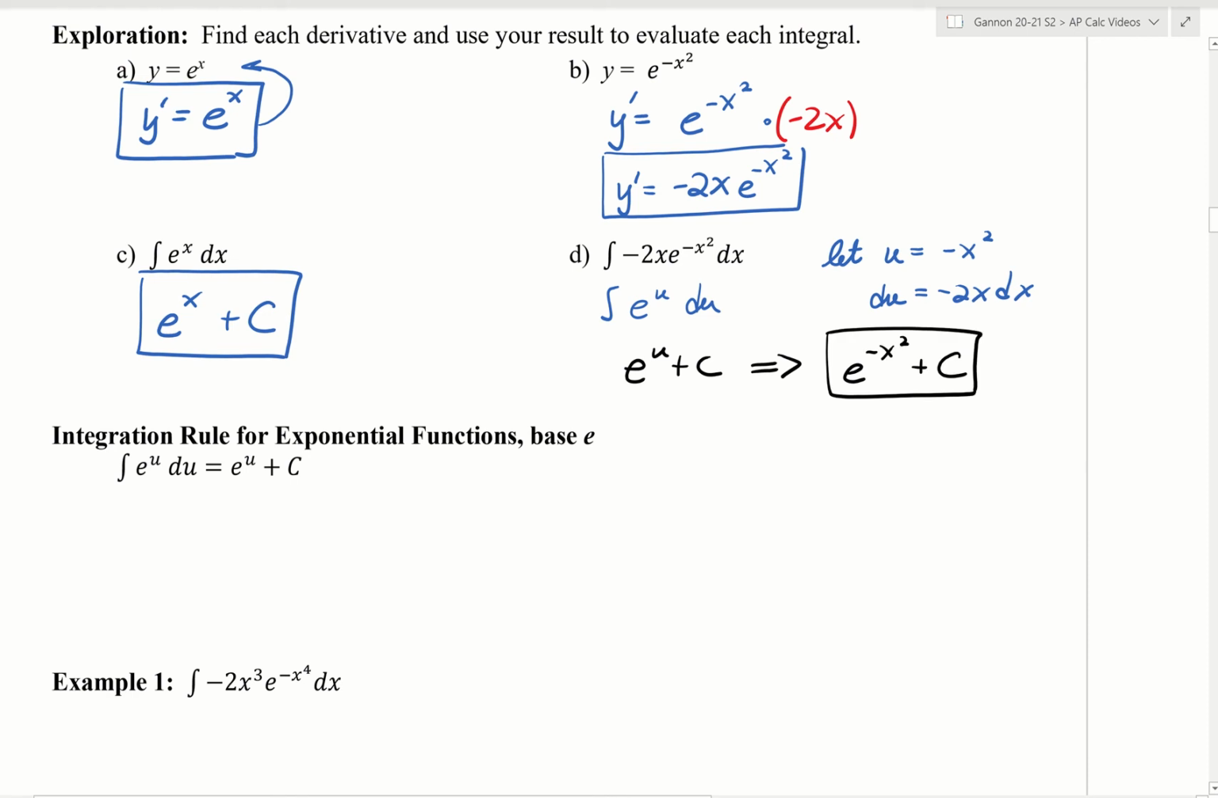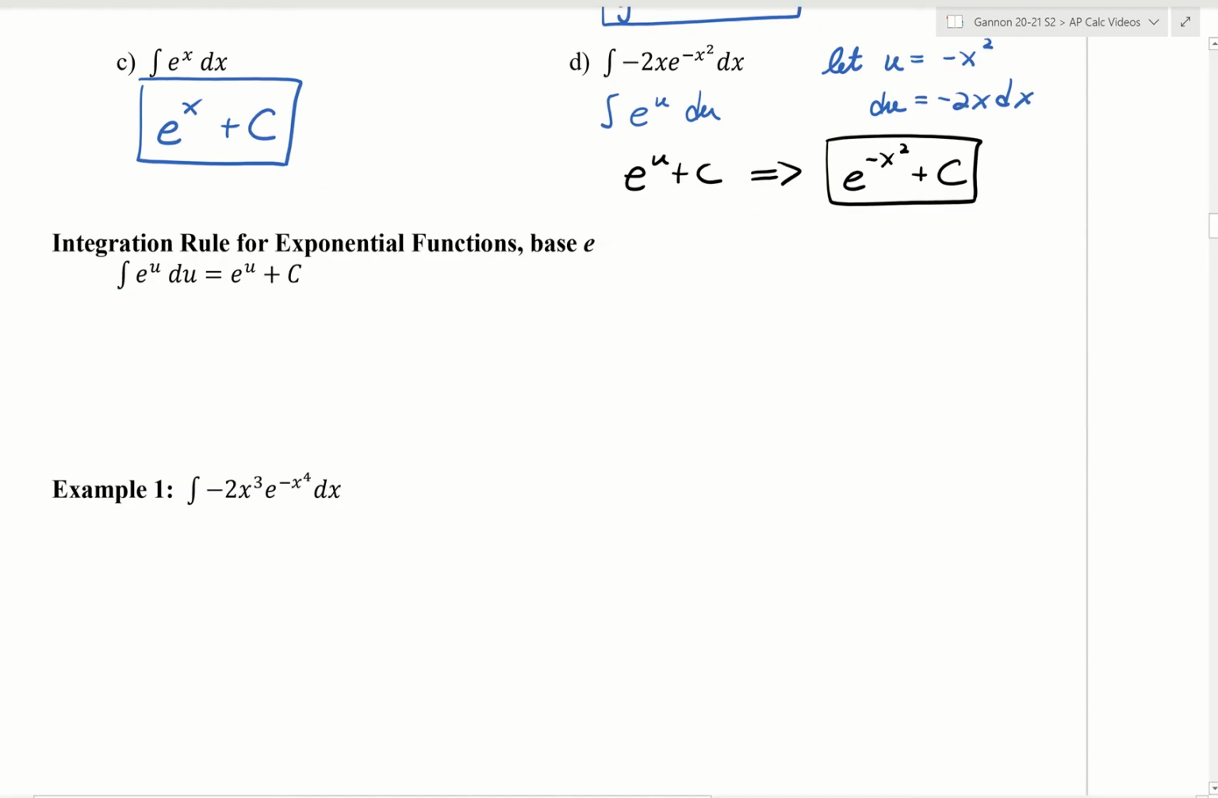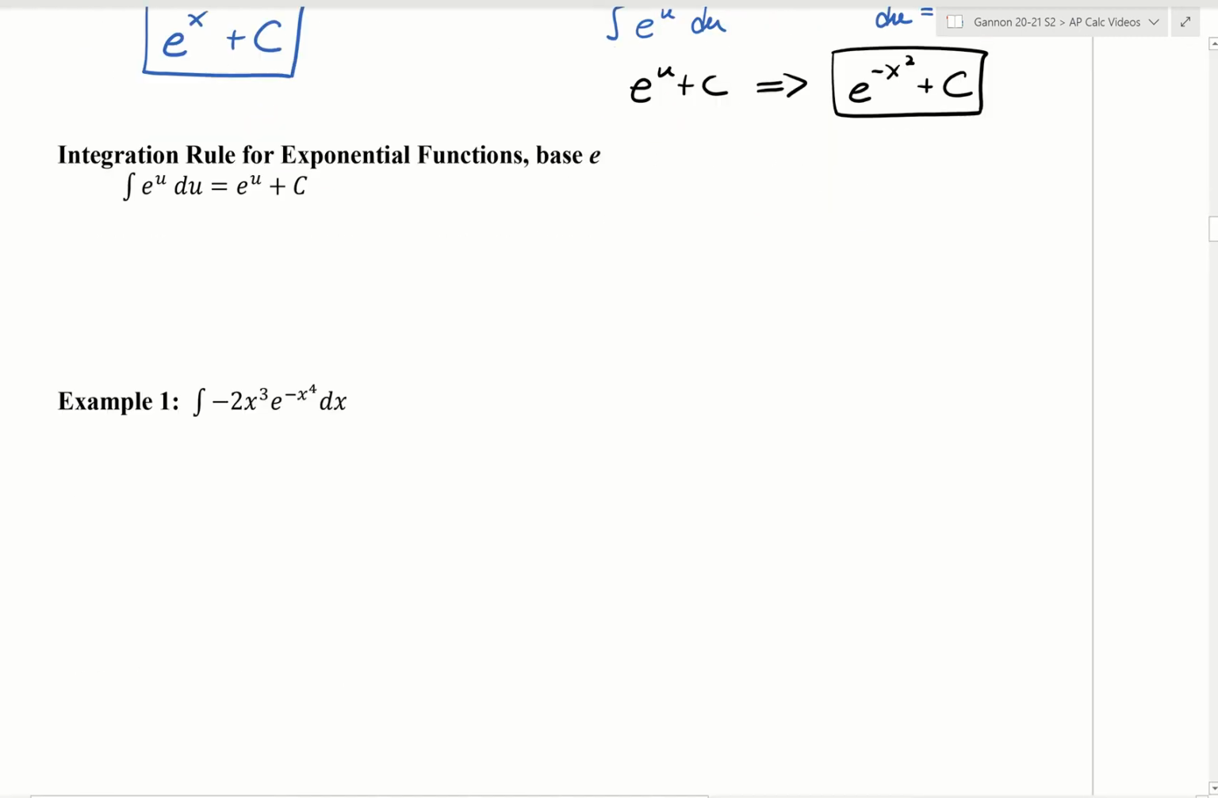Which is what we would expect because negative 2x e to the negative x squared was the derivative of e to the negative x squared. So that whole idea is working backwards. Now that basically gives us the rule for integration with exponential functions that have the base e. The integral of e to the u du is simply e to the u plus c.